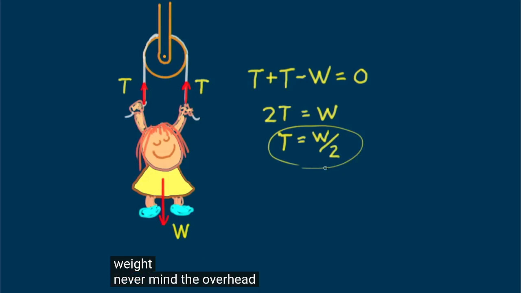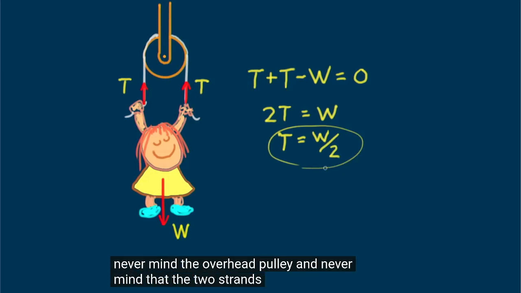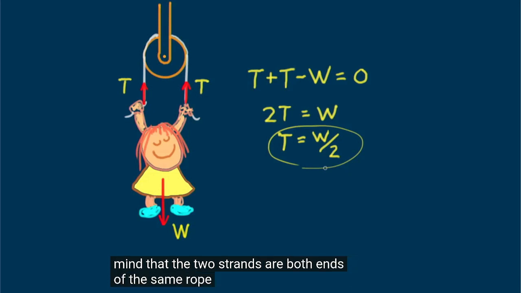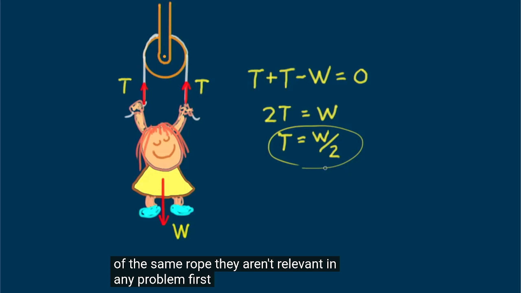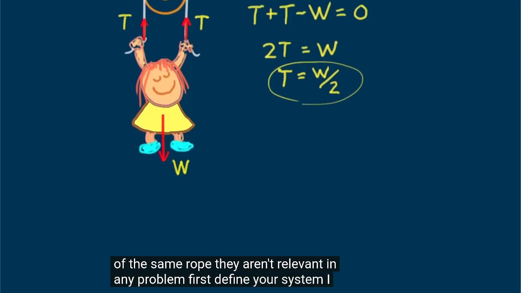Never mind the overhead pulley, and never mind that the 2 strands are both ends of the same rope. They aren't relevant. In any problem, first define your system.